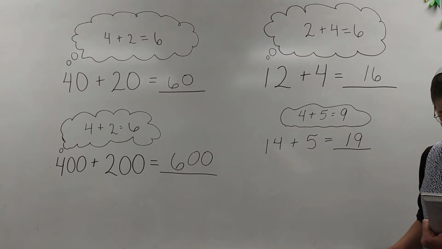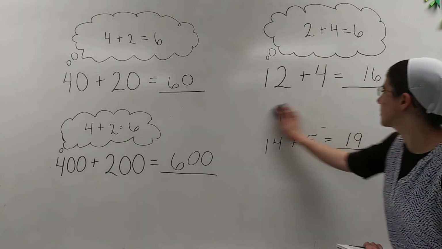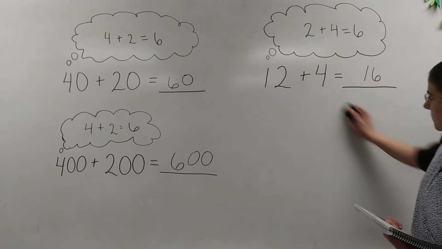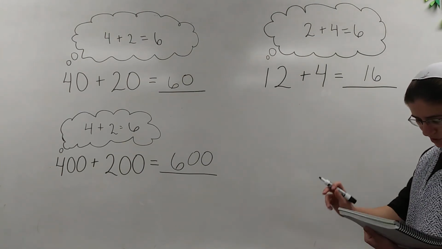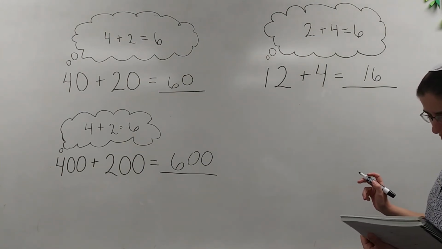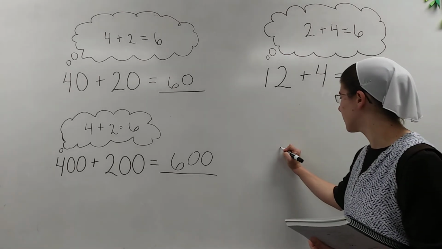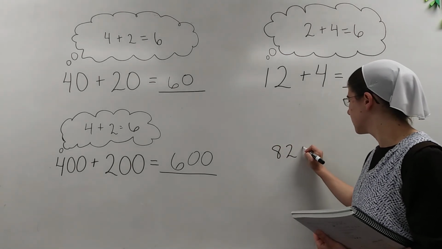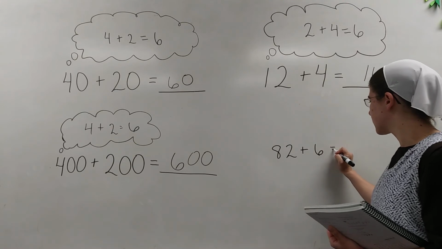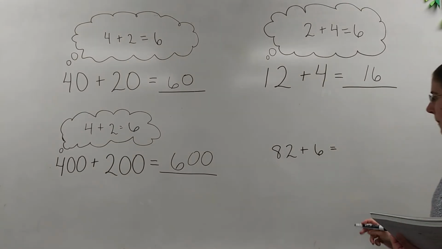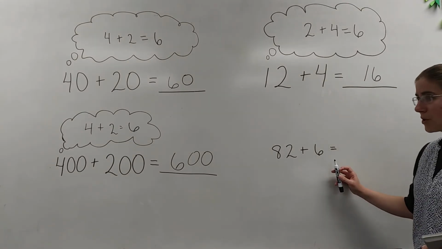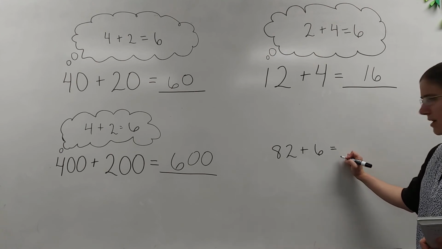Let's do one with a bigger number in the tens place, just to help you get the hang of that a little more. 82 plus 6. Let's try that one. So 82 plus 6. Well, that's a huge math fact, isn't it? How are we going to figure it out?